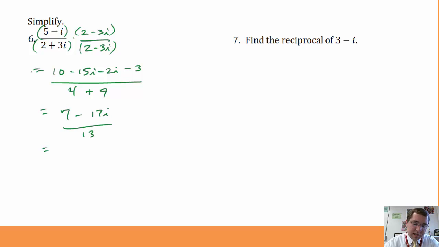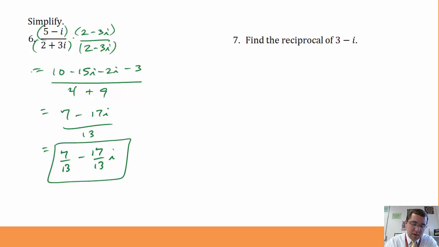If I just simply write that as 7 over 13 minus 17 over 13 times i, then I have another complex number. So I'm able to divide two complex numbers by multiplying by the conjugate of the denominator over itself, giving me another complex number. The real part is 7 over 13, that's a real number, minus 17 over 13 is the imaginary part times i. And always write your answers like that, in what we call a plus bi form. Instead of leaving it as 7 minus 17i all over 13, split it up into two fractions.